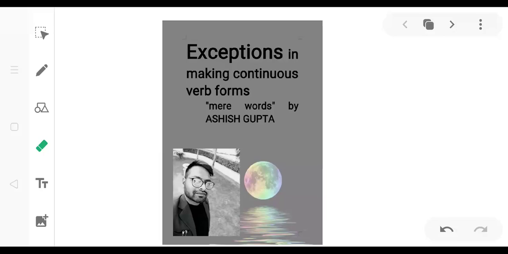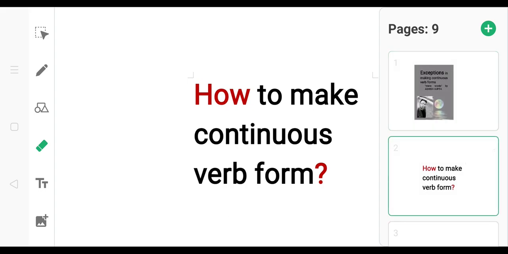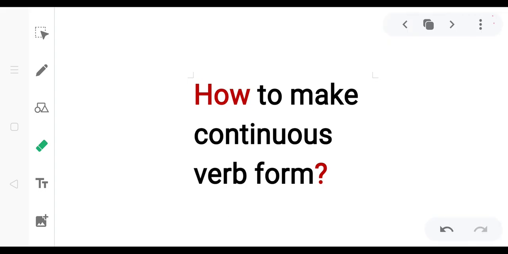Hello everyone. Today I am going to discuss exceptions in making continuous verb forms. So we will see how we have to make continuous forms, but there are some exceptions about which we will discuss in this video. So moving further. Firstly, we have a question: how to make continuous verb forms?